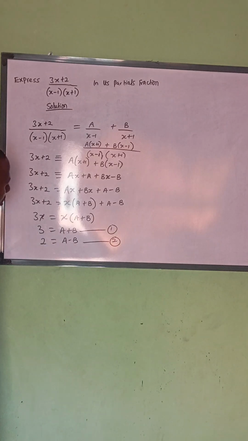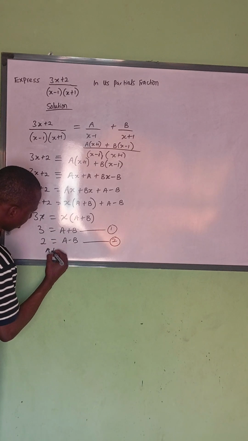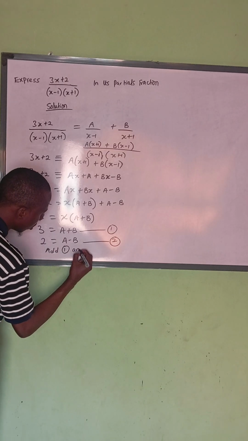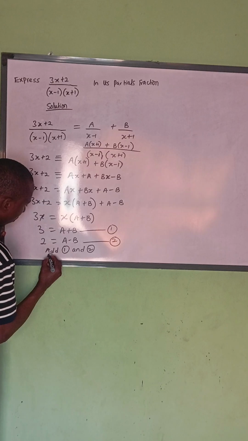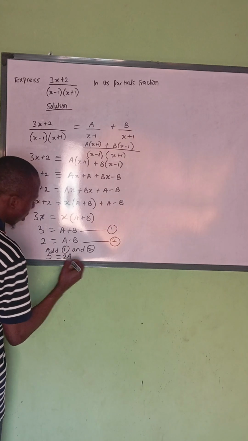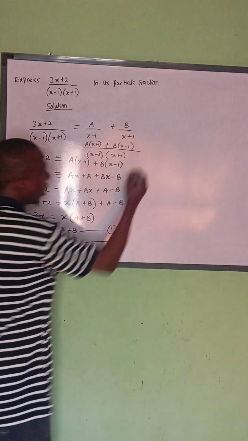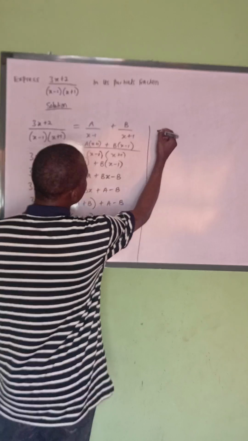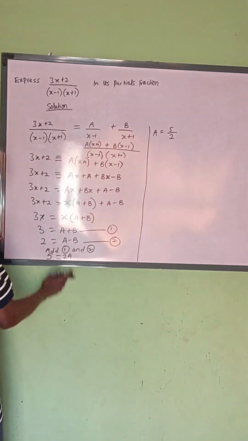Now we can solve it simultaneously. Let's add equation 1 and equation 2. We have 3 plus 2, that is 5, equal to A plus A, which is 2A, plus B minus B, which will be 0. So we are left with 5 equal to 2A, so A will be equal to 5 over 2. So the value of A here is 5 over 2.